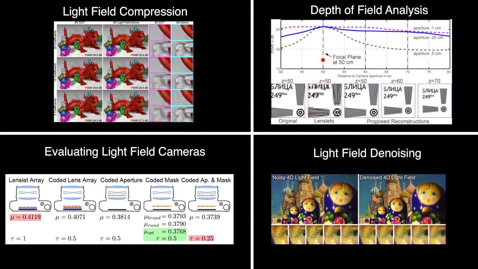In our paper, we also analyze the depth of field of the proposed system and evaluate a range of existing light field cameras. We show additional applications such as 4D light field compression and denoising for the proposed dictionaries. Please refer to the paper for more details.